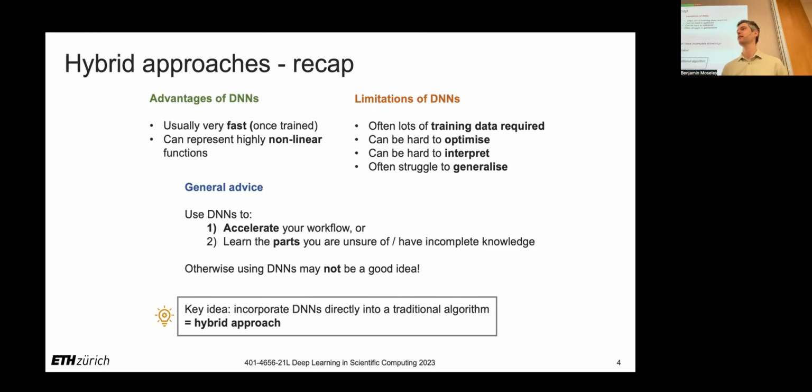Instead of doing a purely machine learning approach, doing the traditional finite element or finite difference method, we can just replace part of the traditional algorithm with a neural network in order to probably speed up or to reduce the computational cost of the algorithm.